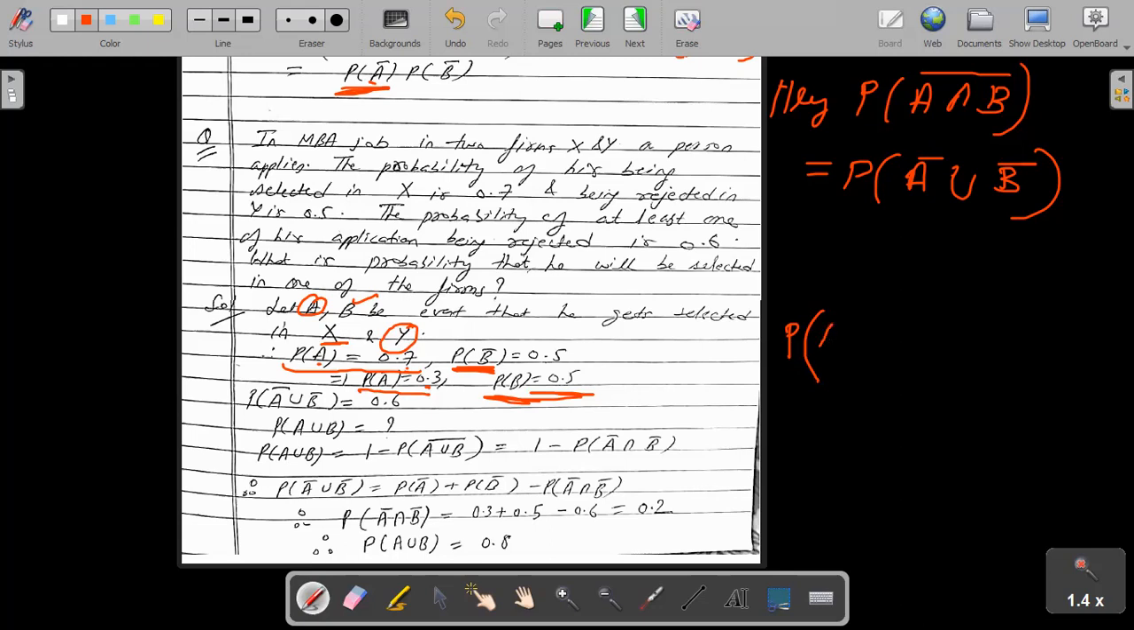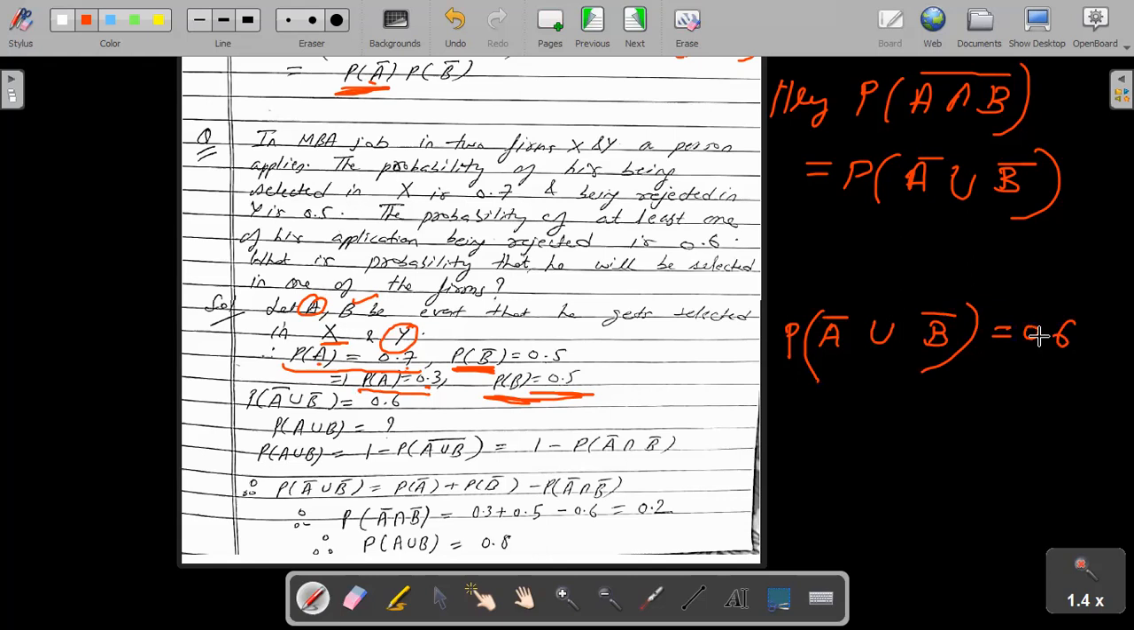तो जब भी at least आता है, at least means union. Either, so हम कहते हैं ना either A or B. Union means either A or B. Similarly, at least means either A bar. So या तो वो A bar X में reject हो जाए, so that is A bar, या वो Y में reject हो जाए, so that is B bar. So this he is giving as 0.6.